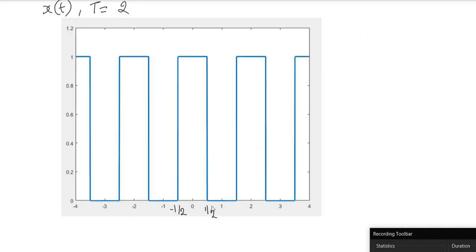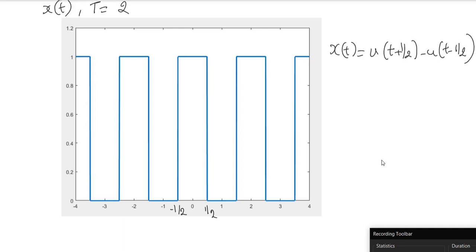So let's consider a signal which looks, for example, like the same pulse train, but slightly modified in the sense that the pulse is now centered at 0, and the fundamental period is still 2. So 0, 2 is the next center, minus 2 is the previous center, and so on. And the fundamental period is still 2. So let's say this is our signal. How do we determine what the Fourier series coefficients are in this case?